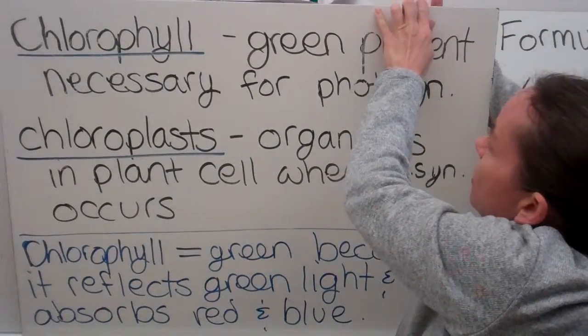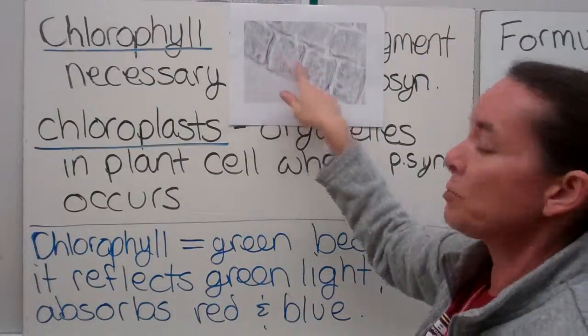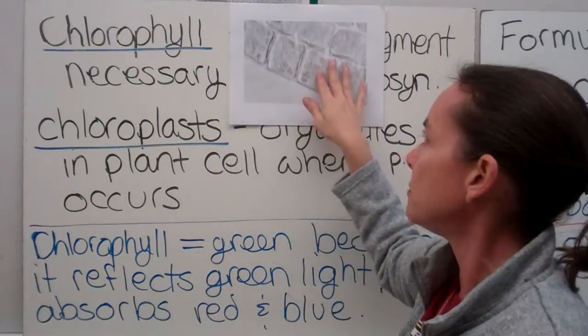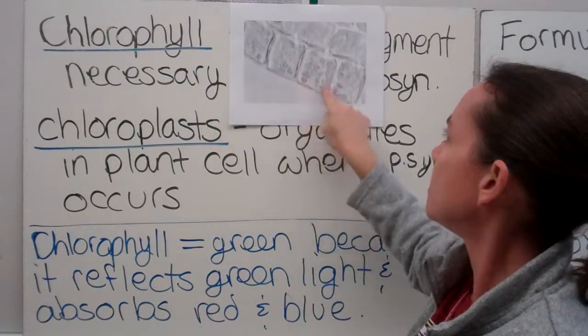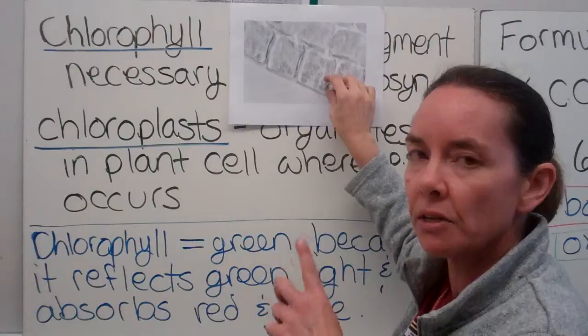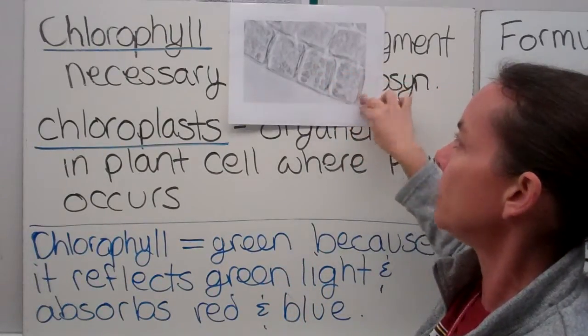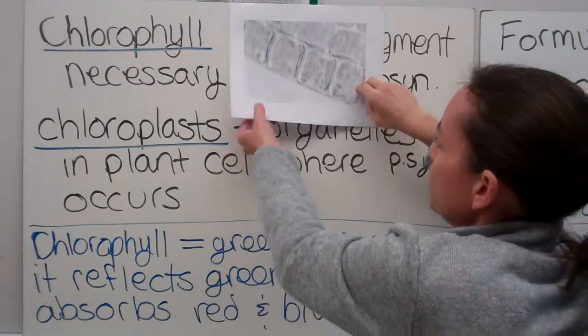So I don't have a color picture. Okay, but these are plant cells. This is part of a plant right here, a leaf. And these are the cells. These darker areas right here, if you saw the real picture, would be a darker green. And those are the chloroplasts. And the chlorophyll is inside of those chloroplasts.